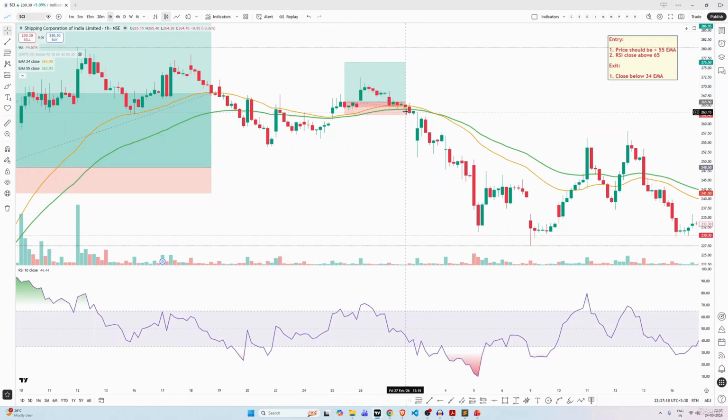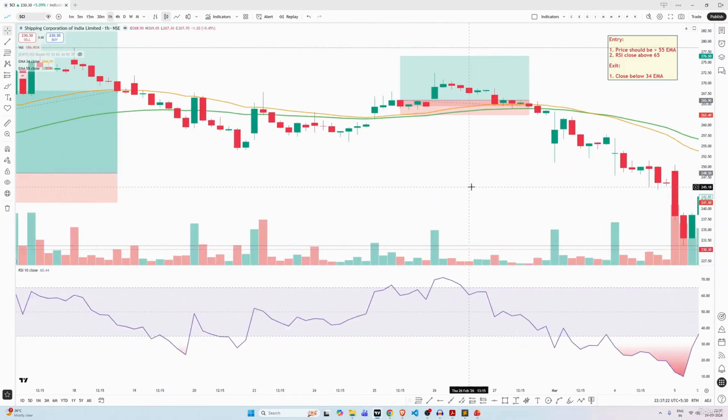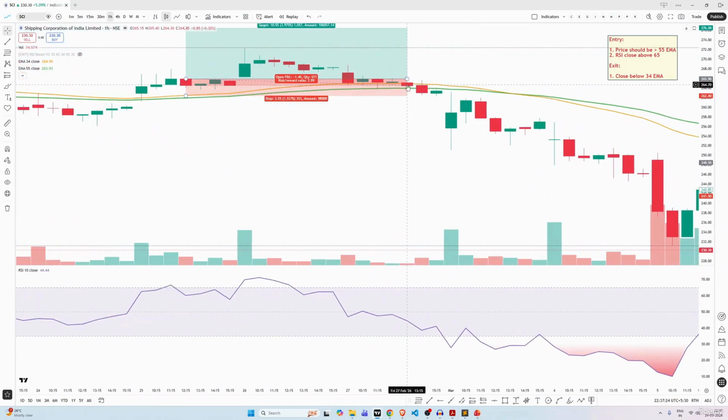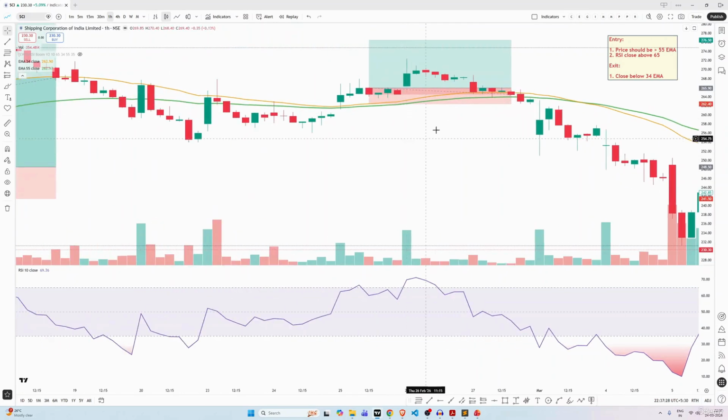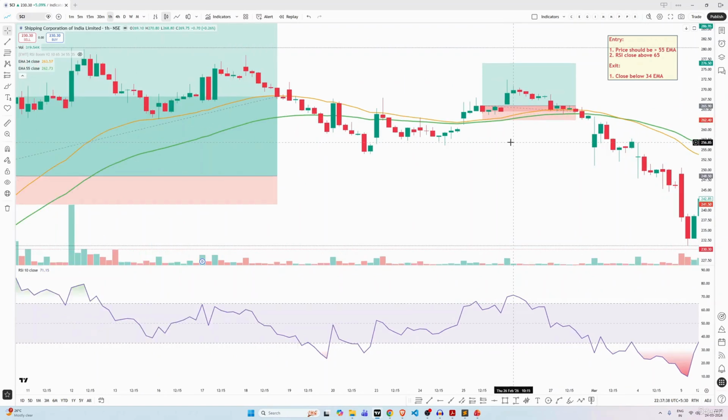This candle, as you can see, if I zoom in a bit, closed below the 34 period orange line, and this is where we exit. So we took a small loss, and we are not going to risk more than 1% of our capital on these trades.